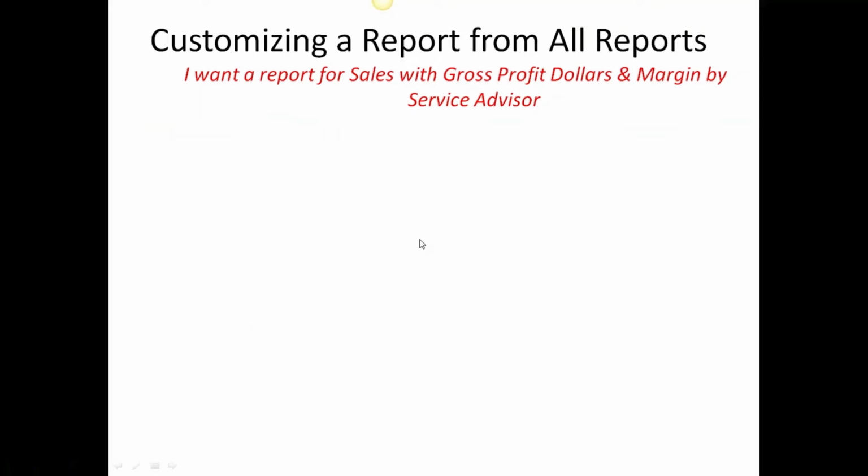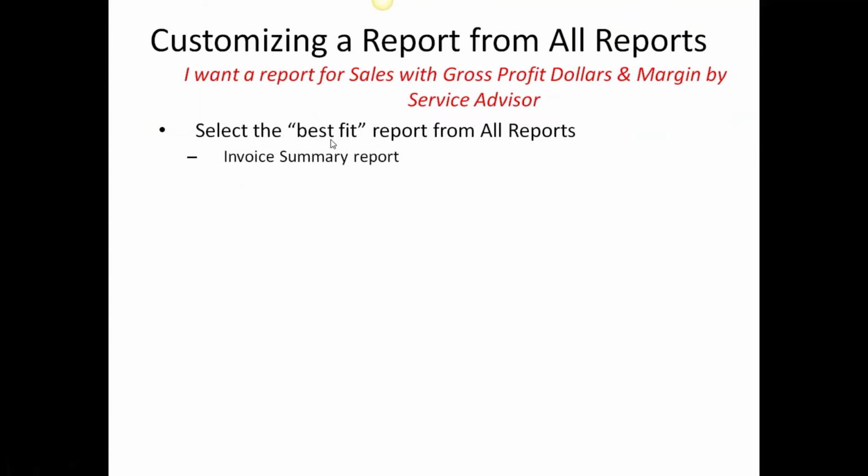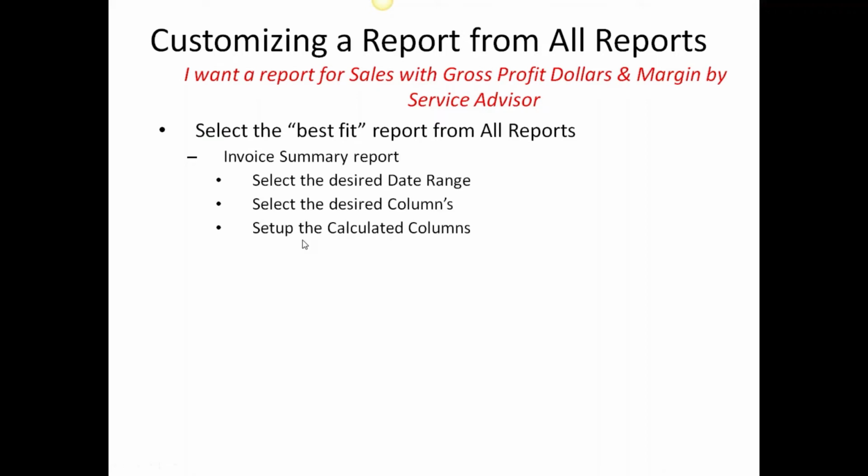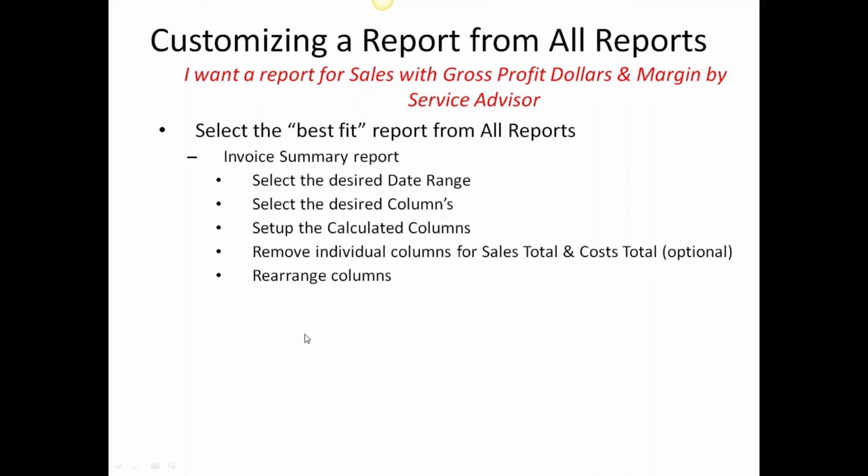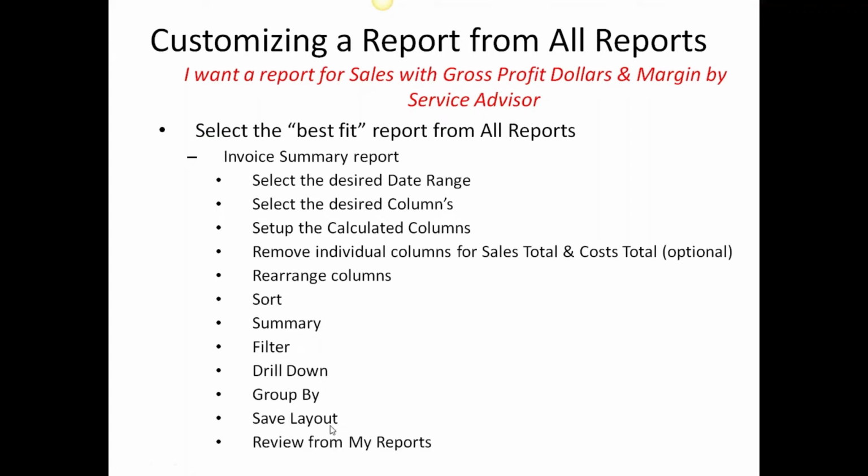Let's go back and just do a quick review. I want to create a sales and gross profit report by Service Advisor. Select the best fit report. In this case, we used the invoice summary. Select the desired date range. Select the desired column, calculated columns. Remove any individual columns, and that's optional if you wanted to do that. Rearrange, sort, summary, filter, drill down is available, group by is available, save the layout, review the report from My Reports. You've now customized the report exactly the way that you want it.